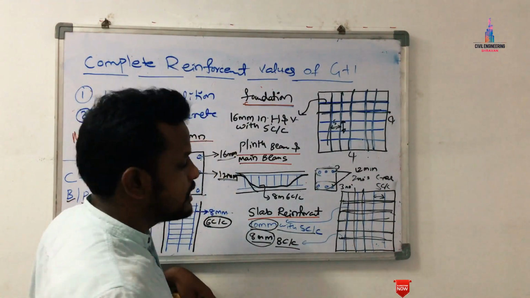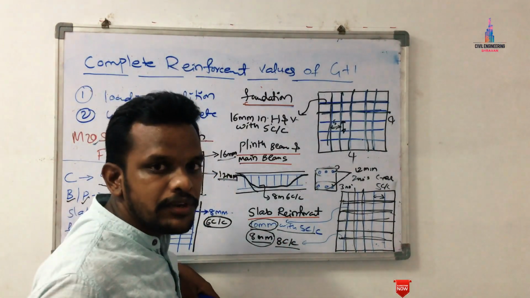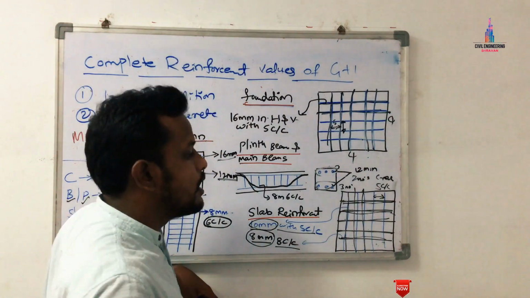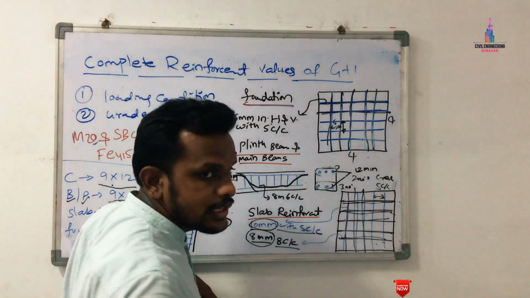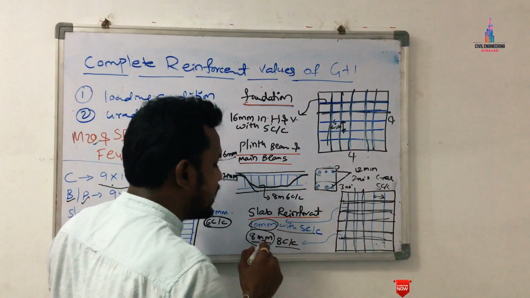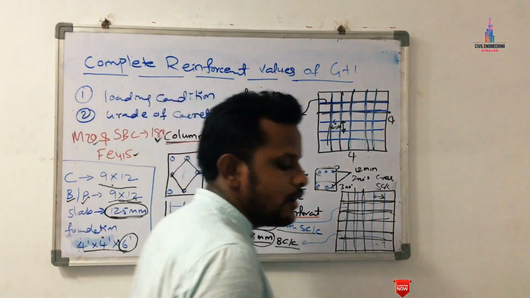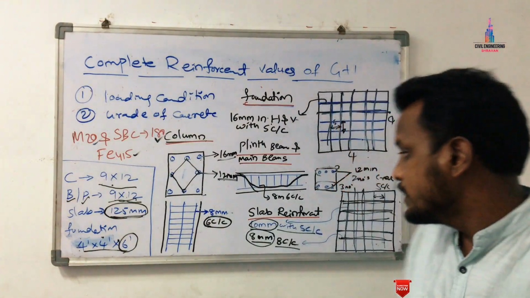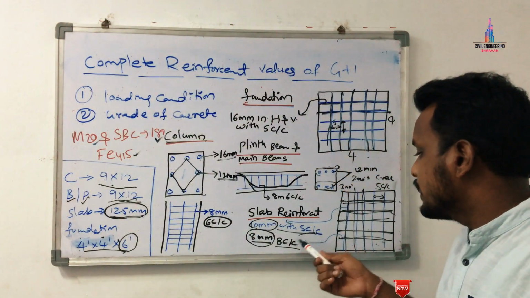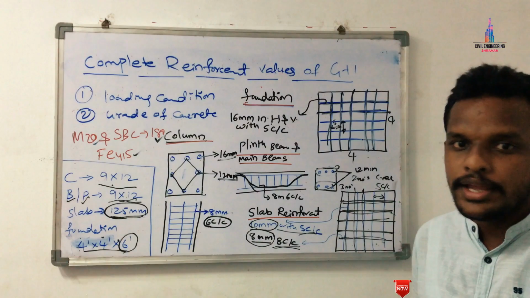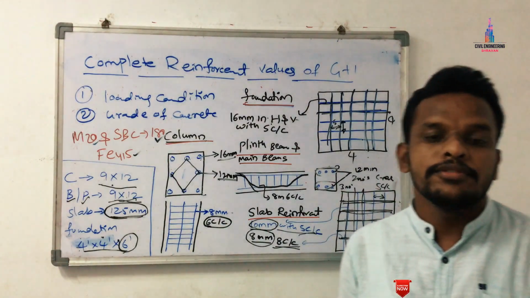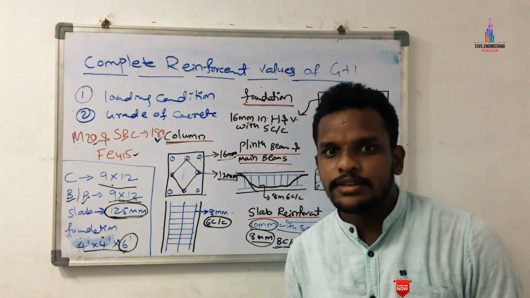Okay, so this is the reinforcement details for the slab of 125 mm thickness, which has 10 mm bars at the main reinforcement section and 8 mm bars for the distribution reinforcement section. The center to center distance between each bar for the main reinforcement section is approximately 5 center to center distance, and 8 center to center distance. Okay, so this is the complete reinforcement details of the G+1 building.